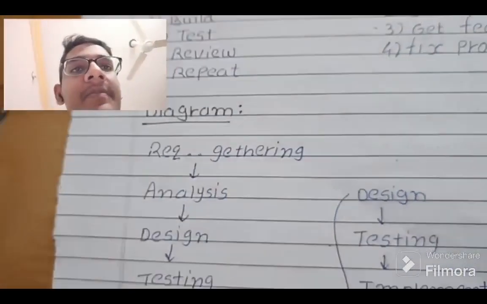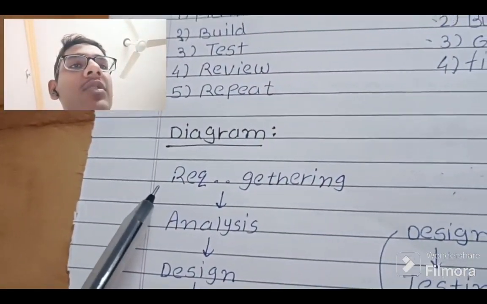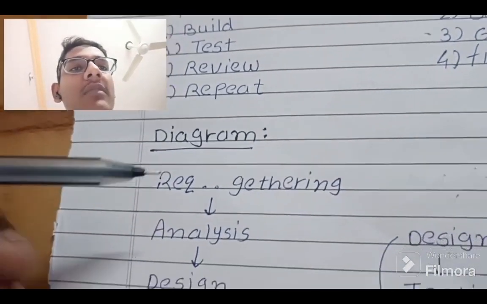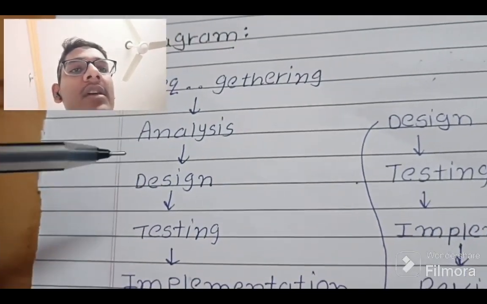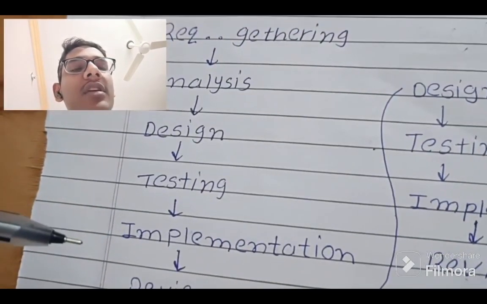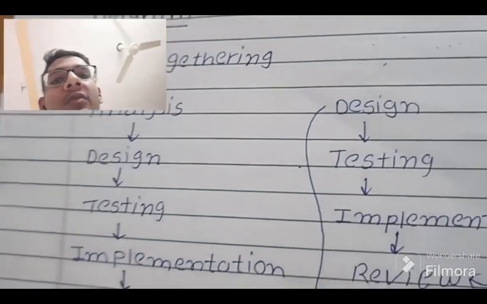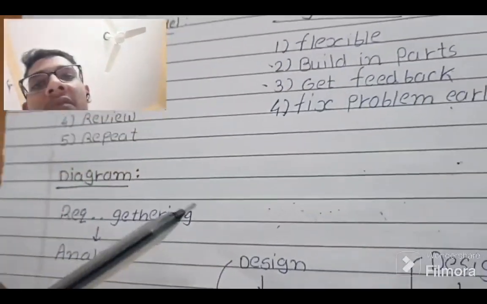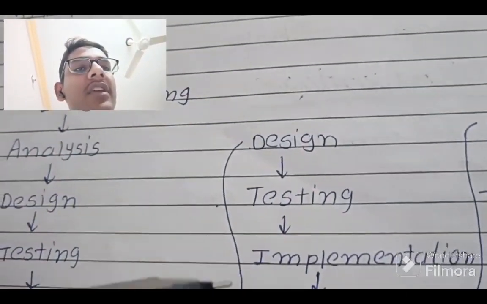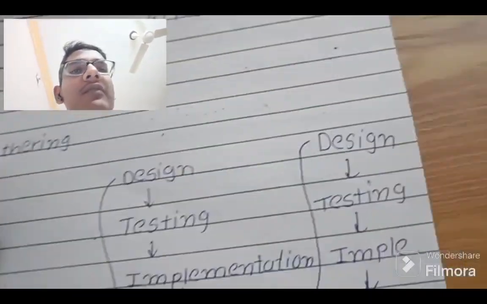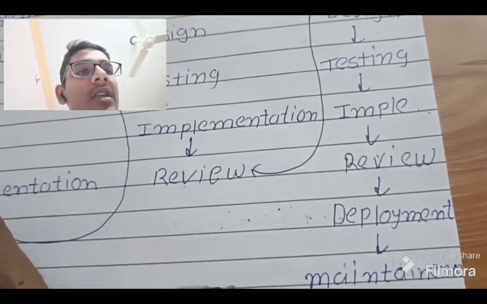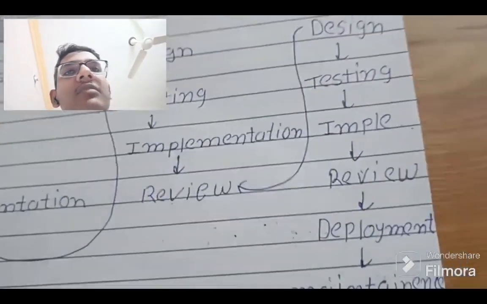Diagram: first we will get requirements from clients. After that we will analyze the requirements, and after analysis we will design. After implementation, testing and review, if any problem is found, we will again design, test, implement and review. Finally, when the software is built, we will deploy the software and maintain it.